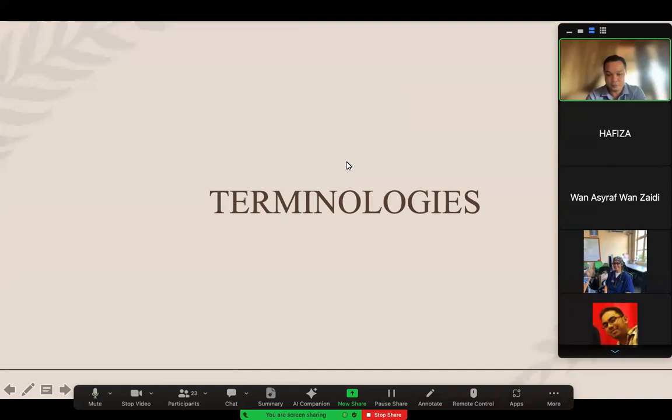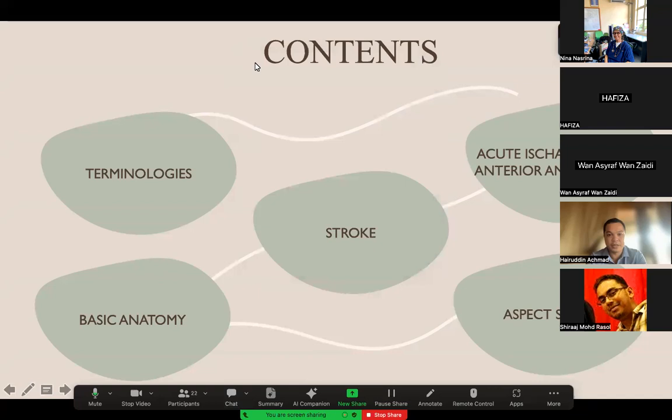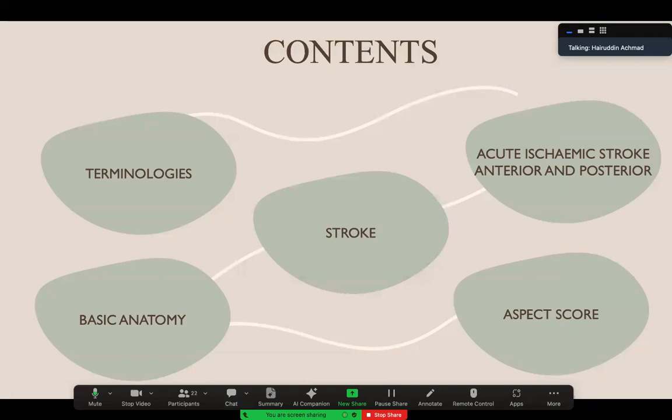The overview of my talk today is some basic terminologies on CT scan, so that we can speak the same language, and my report and your understanding are the same. Then a bit on basic anatomy pertaining to stroke. Subsequently, we'll talk a bit on stroke for the anterior and posterior circulation. And lastly, on ASPECT scoring.